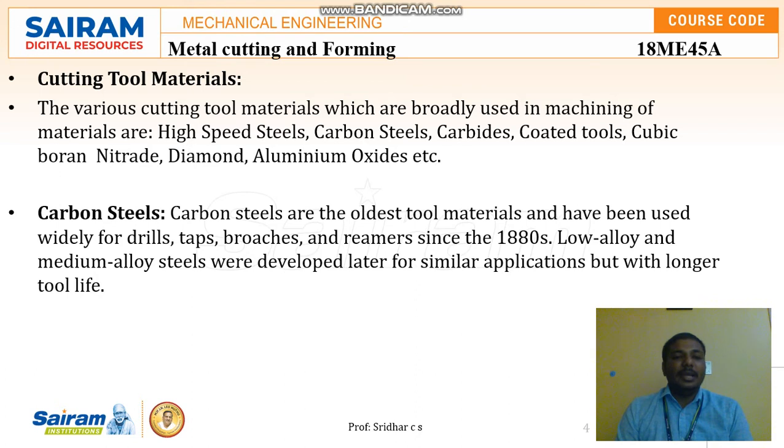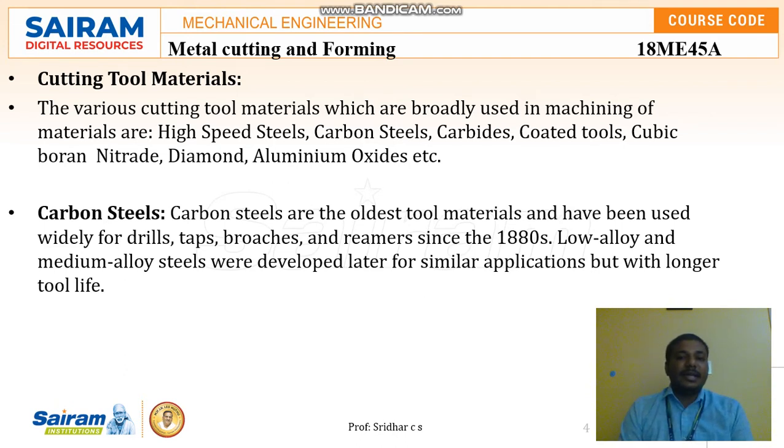materials. Mainly we use high speed steels, carbon steels, carbides, coated tools, cubic boron nitride, diamond, and aluminum oxides. So we have different types of tool materials available, and different types of tool materials are used for different machining processes for different types of materials. For example, if I take high speed steels, for all the different materials I cannot go for a high speed steel.